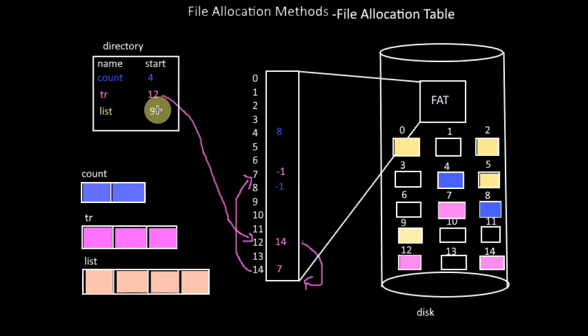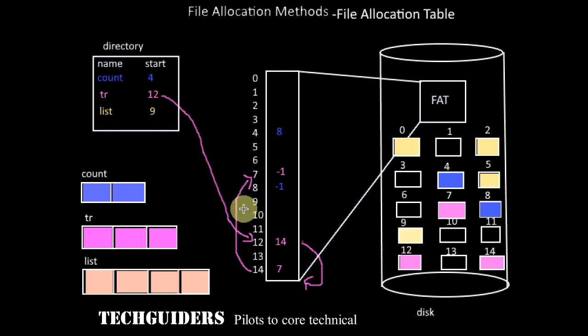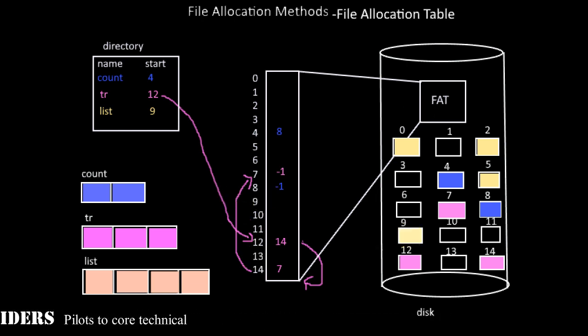The starting disk block address is 9, which shows the first file block is located in the disk block 9. Now 9 will act as an index into the file allocation table, which contains the address of the next file block. The address of the second file block is 0. Now go to index 0. It contains the address of the next file block. It shows the next file block is in the location 2.